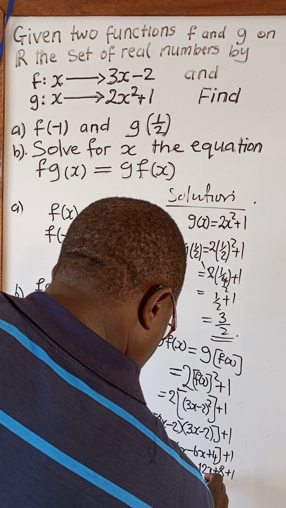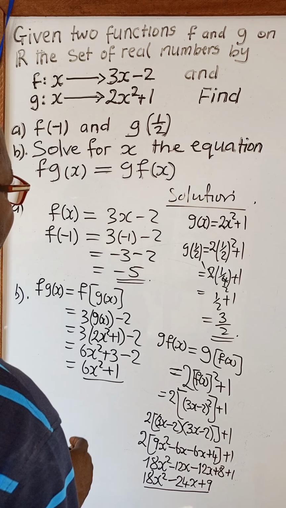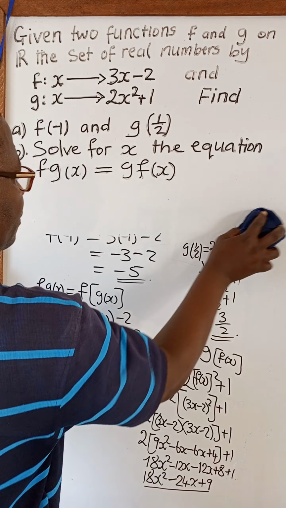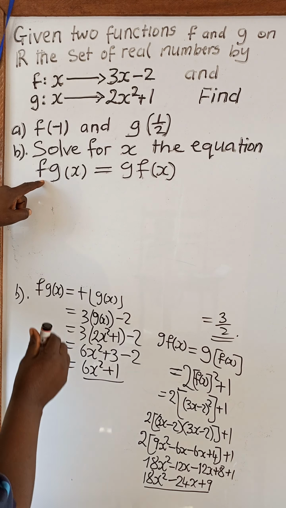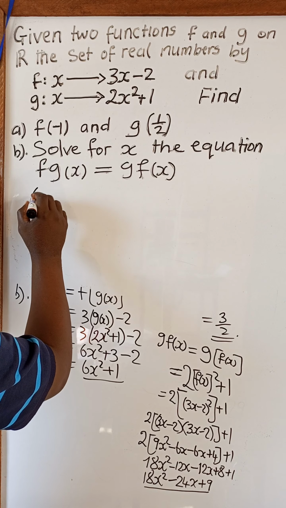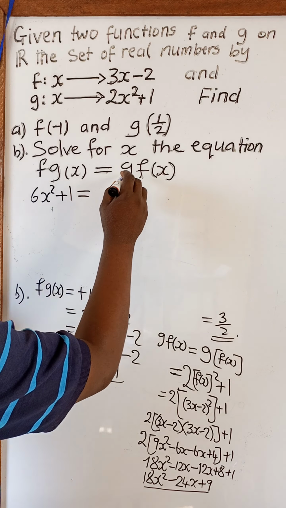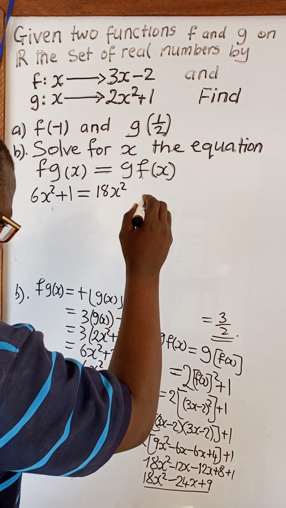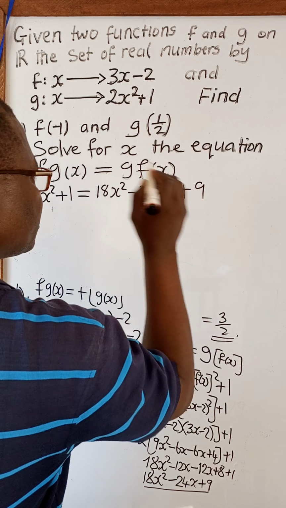8 plus 1 gives us 9. Alright, so this is gf of x. So we are asked to solve the equation fg of x is equal to gf of x. Now fg of x, this is it that we have. So we have 6x squared plus 1 is equal to gf of x, which is 18x squared minus 24x plus 9.